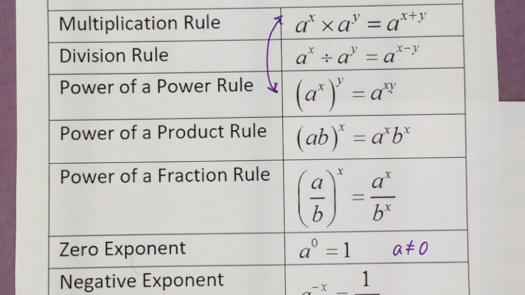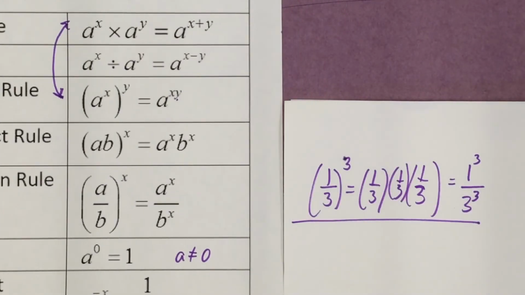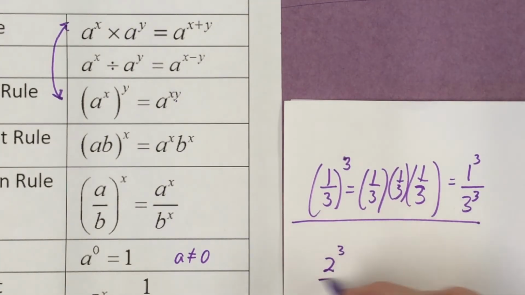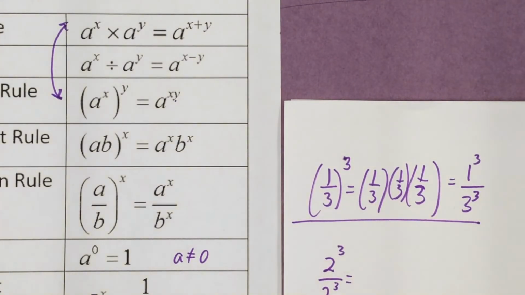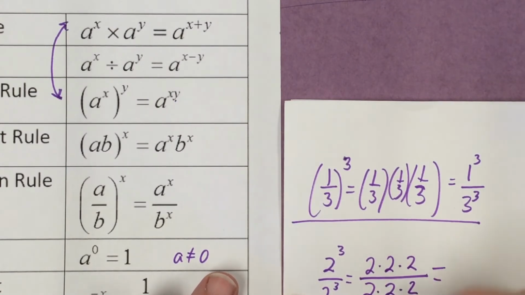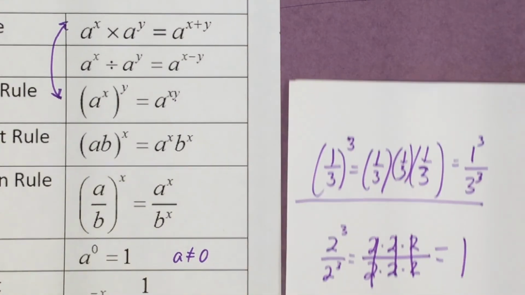We'll take a look at why that is in a moment, but we have to apply the rule from above to do that. So let's consider we have 2 to the third divided by 2 to the third. If we write it out this way, this would give us 2 times 2 times 2 over 2 times 2 times 2. If we reduce these, everything cancels, leaving us with a 1.